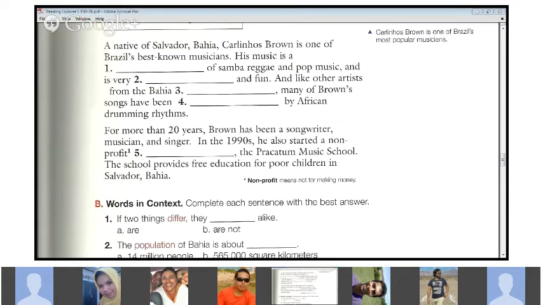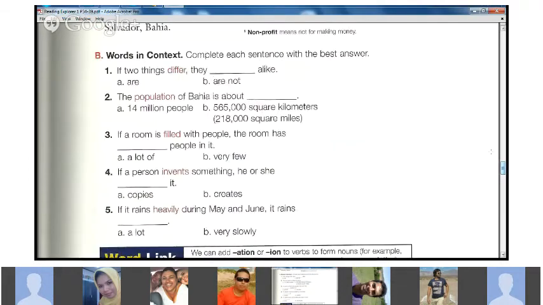Okay, who has not had a chance to read yet? Me. Okay, Ayu, go ahead. For more than 20 years, Brown has been a songwriter, musician, and singer. In the 1990s, he also started a non-profit organization, the Pracatum Music School. The school provides free education for poor children in Salvador, Bahia. Very good. Okay, so organization, excellent. Perfect. All right, let's see what we have next.